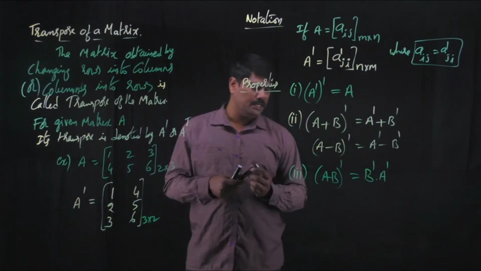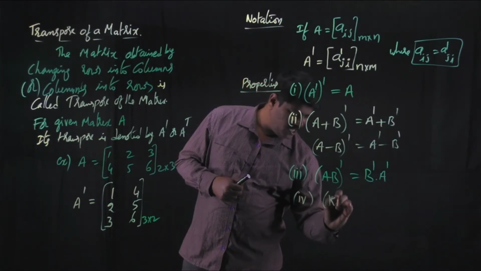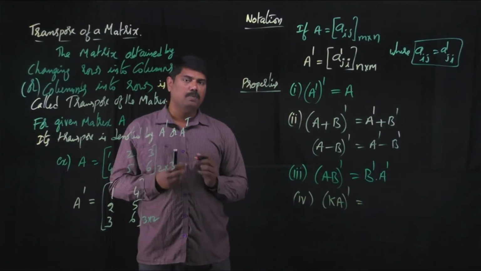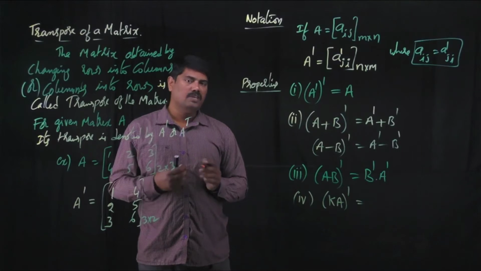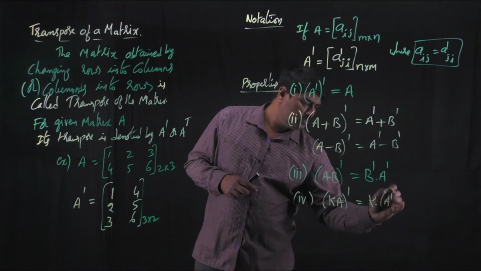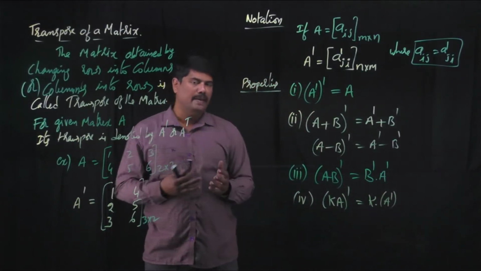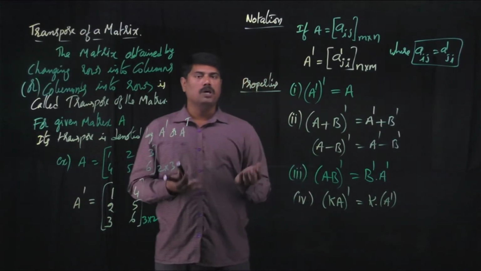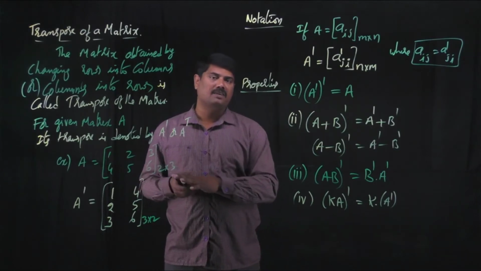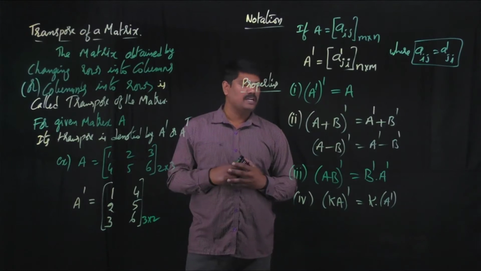You have to remember the fourth point, (kA) transpose. If there is any scalar multiple k of the given matrix, you can write that as k into A transpose. You can separate the scalar from the transpose property. There will be no impact among all elements. Even if you transpose it, k is the multiple of every element, so you can separate it from that matrix. So (kA) transpose is also equal to k into A transpose.